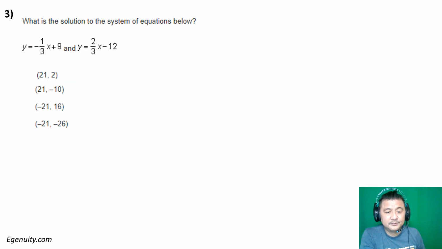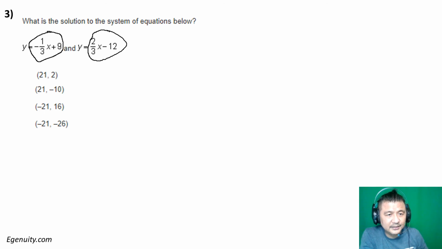Okay, again, one more. It says, what is the solution to the system of equations? The first one is y is already alone. Very good. Y is already alone. That means this one is equal to that. So that makes our life easier, right? Since the y is already alone, we set them equal to each other.